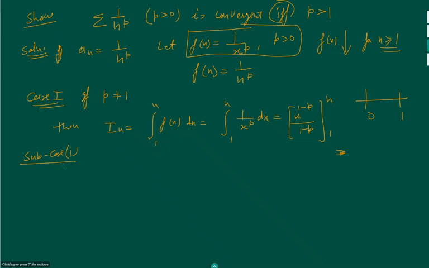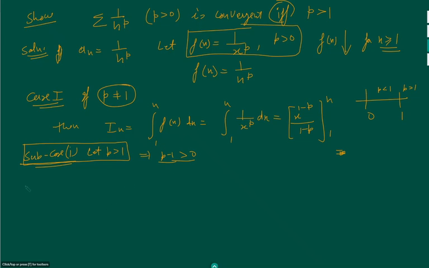Subcase 1, since p is not equal to 1, either p would be greater than 1 or p would be less than 1. So first of all, we consider subcase 1: suppose p is greater than 1. If p is greater than 1, this would imply that p minus 1 is positive.